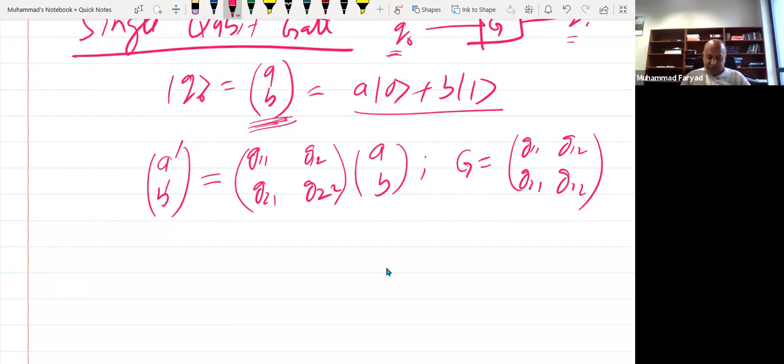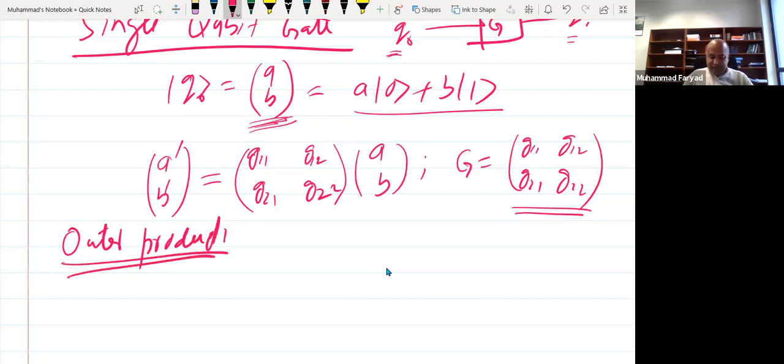Anyway, so we can think about these matrix operations in terms of this 2 by 2 matrix, or we can think about it in terms of Dirac notation. And for that, the tool that has been developed is this outer product form.